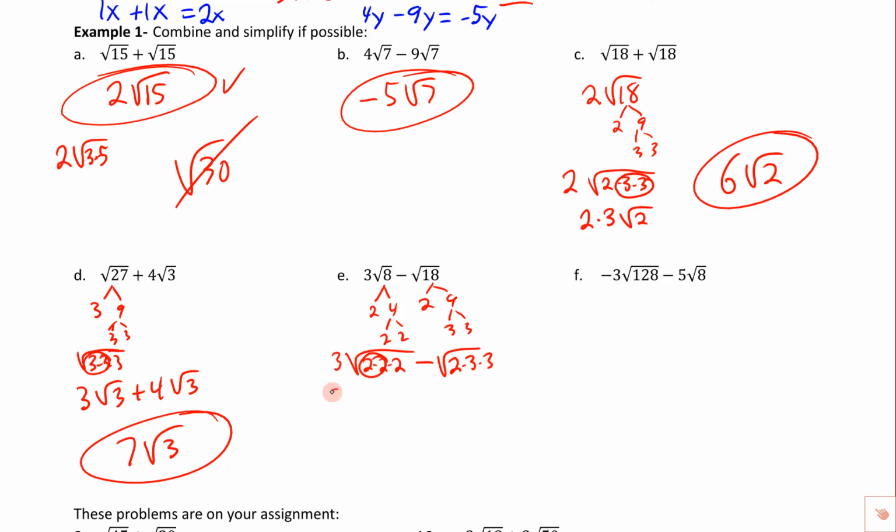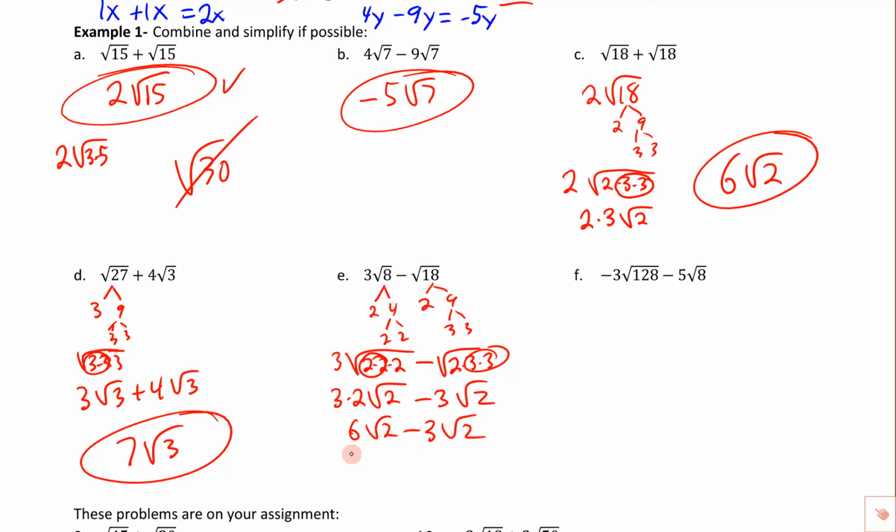Pair of 2's, so this would be 3 times that 2 with a 2 stuck underneath. Pair of 3's, so let's take the 3 on the outside with the 2 stuck underneath. So now what I've got is 6 radical 2 minus 3 radical 2. So now they do have the same root and the same radicand. These are both radical 2's.